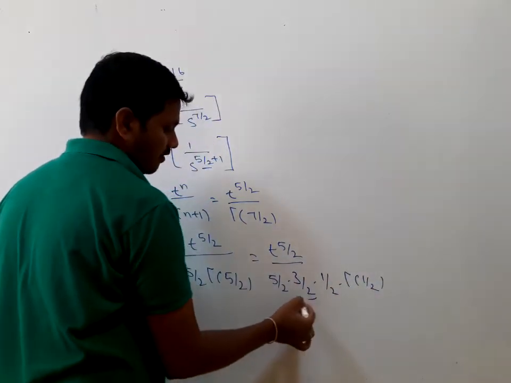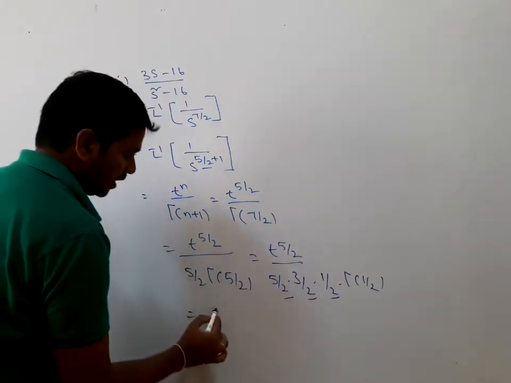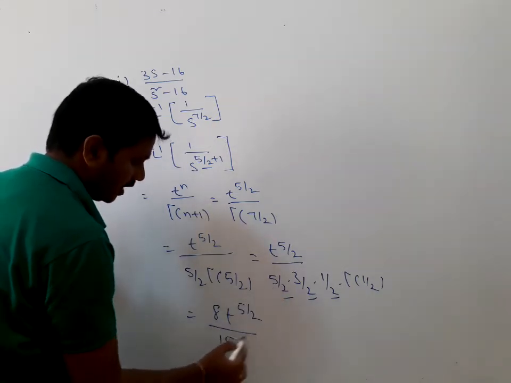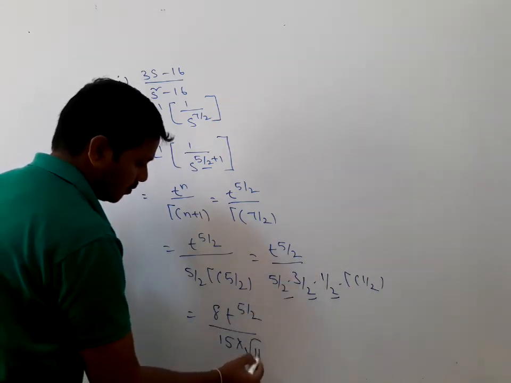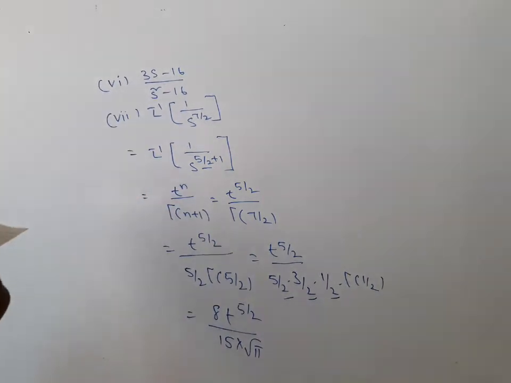How many 2's are there? 1, 2, 3. Three 2's, 2 to the power of 3, that is 8. t to the power of 5 by 2 divided by 5 into 15. Gamma of 1 by 2 is equal to root pi. This is the inverse Laplace transform of 1 by s to the power of 7 by 2.